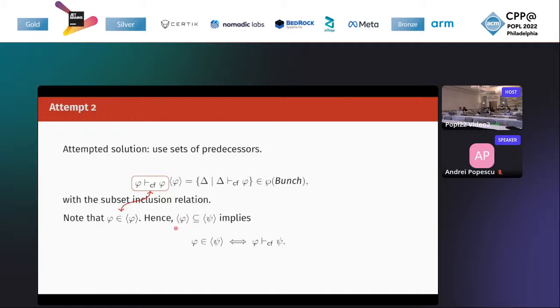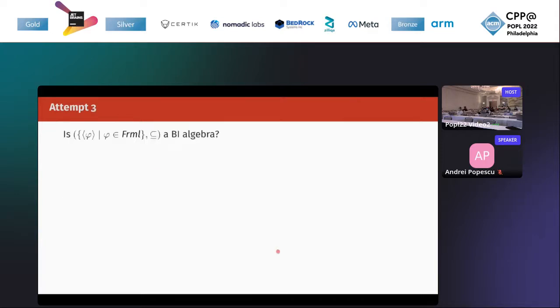Then, if the principal set of phi is included in the principal set of psi, we can safely conclude that phi proves psi without using the cut rule. However, the collection of principal sets with a subset ordering is not going to form a BI algebra. In particular, we cannot use the set-theoretic operations such as union and intersection of sets, because principal sets are not going to be closed under those operations.